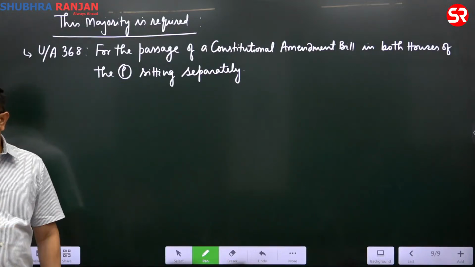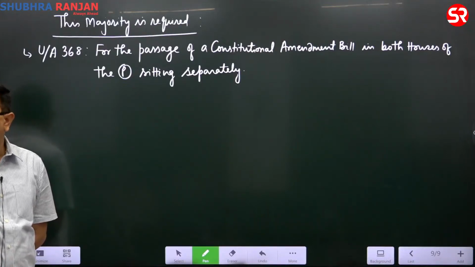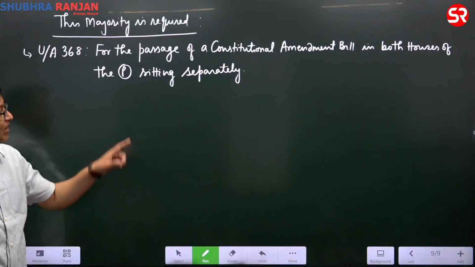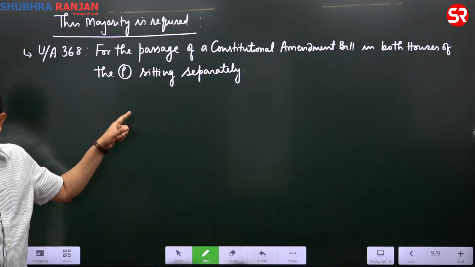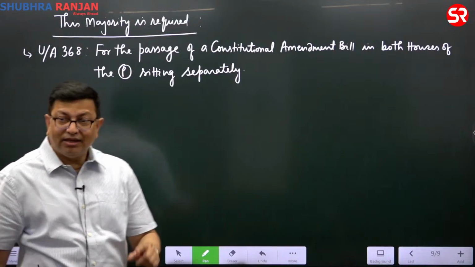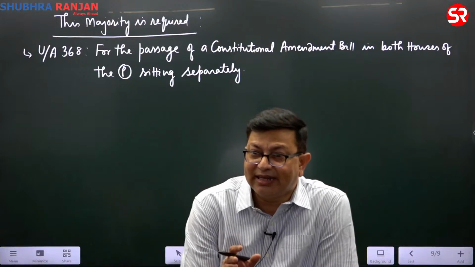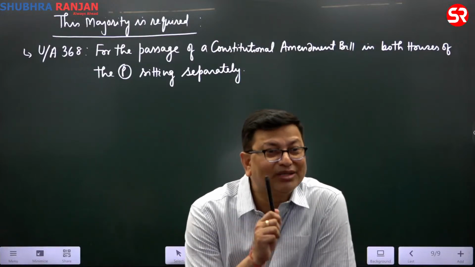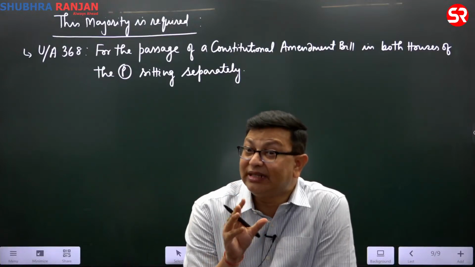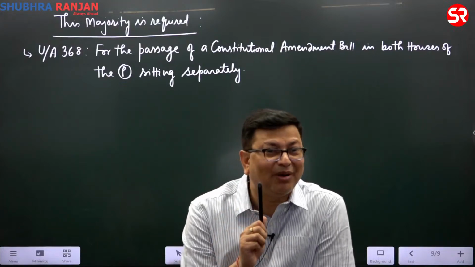So if the Lok Sabha and the Rajya Sabha sitting separately pass the bill, then only the constitution will be amended. So for the amendment of the constitution, this majority is required in both the houses of the parliament. That is why, in the 16th Lok Sabha, the BJP, or the NDA, had no majority in the Rajya Sabha. That is why it was very difficult on the part of the NDA.